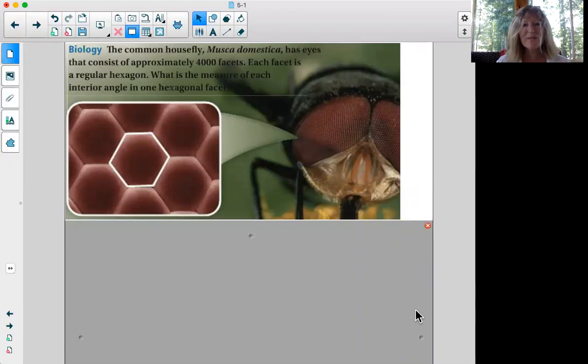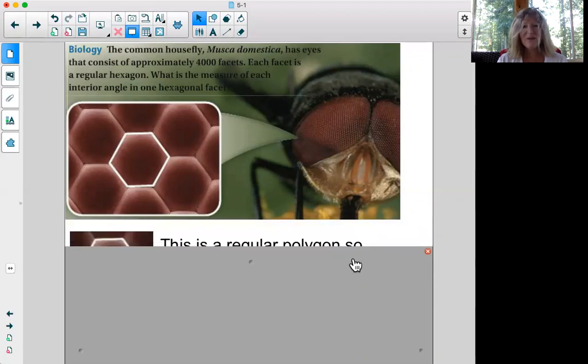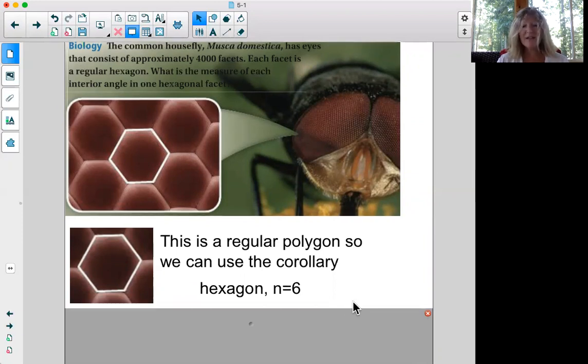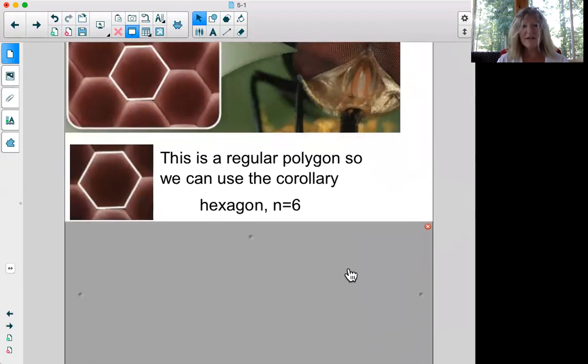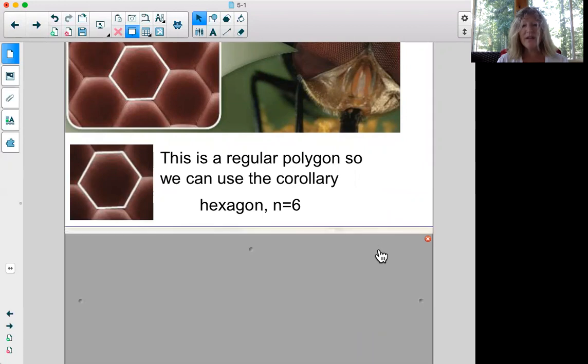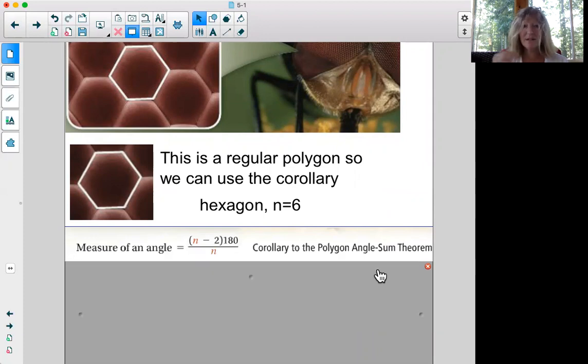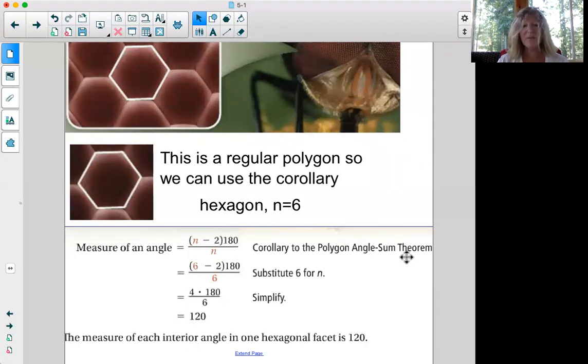So pause and solve this practice problem, and then press play for the solution. Basically, what it's asking you is to find, you're given a regular hexagon, n is 6, and you're asked to find what one interior angle is. So we can use the corollary where we find out what all the angles add up to, n minus 2 times 180, and divide by how many we've got, divide by n. And we'll put in n is 6 for a hexagon, so we can plug that in, and we find out that one interior angle of a regular hexagon is 120 degrees.